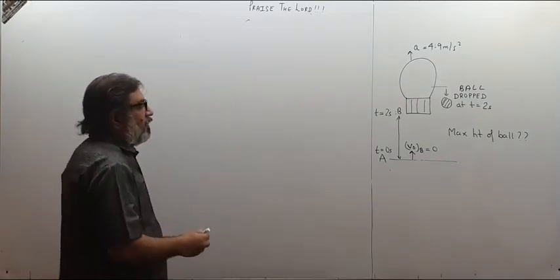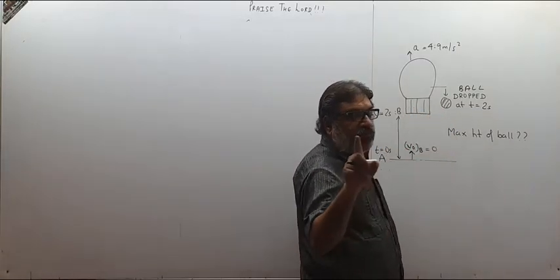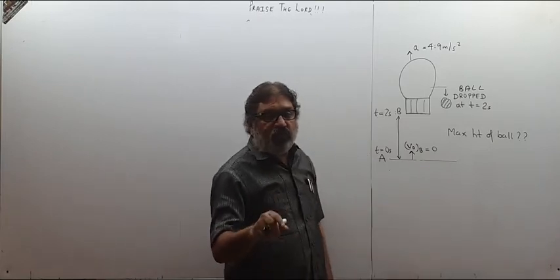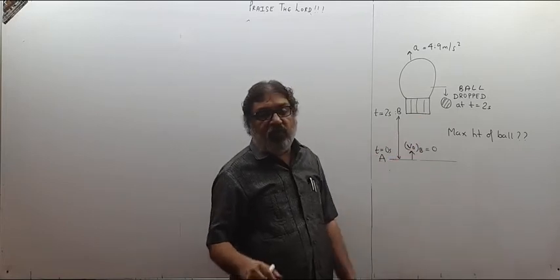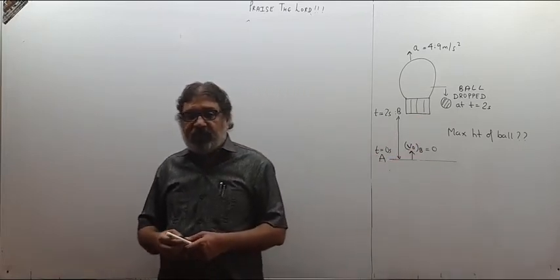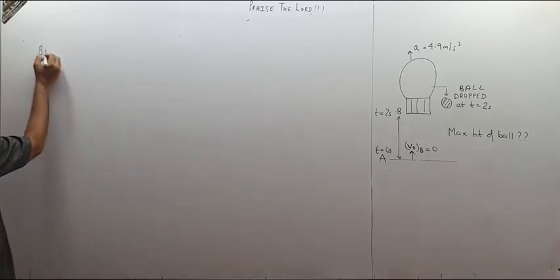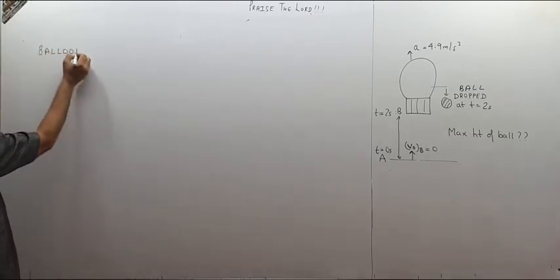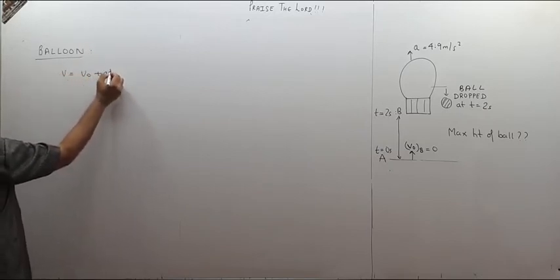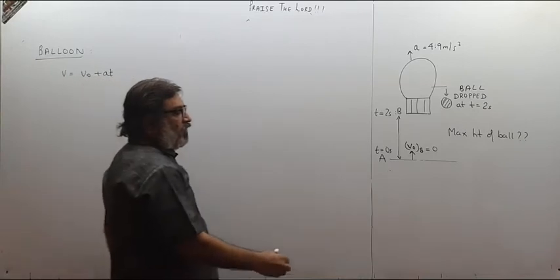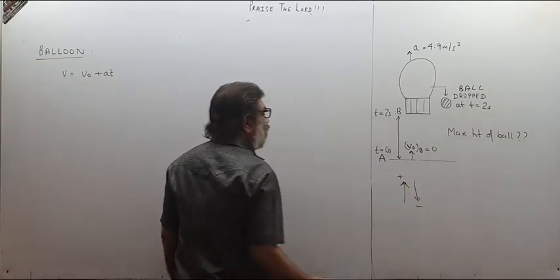So, see children, first I told you that when two things detach, their velocities will be the same. So we need to know that at t equal to 2 seconds, with what velocity the balloon was moving upward. We need to see that first. Okay, so for the balloon, please listen, see, V equals V0 plus AT, again we are taking upward as positive and downward as negative, please remember.